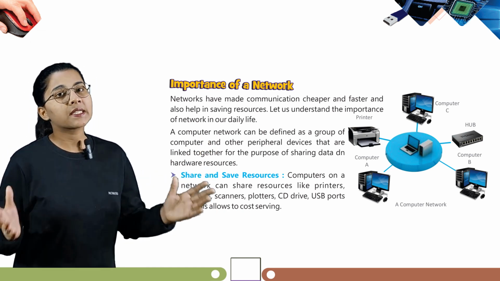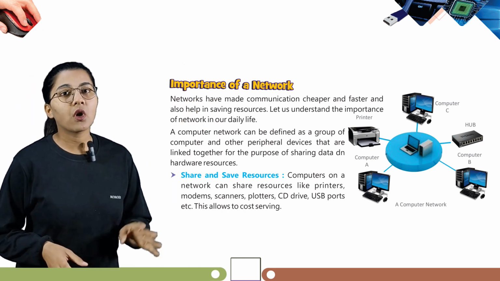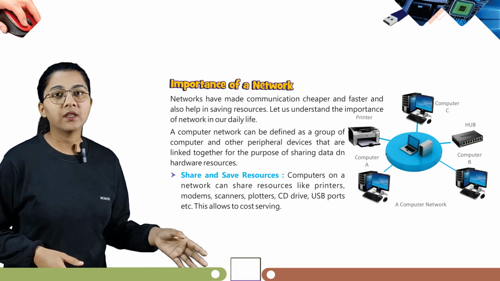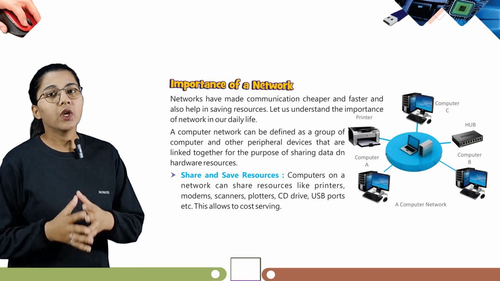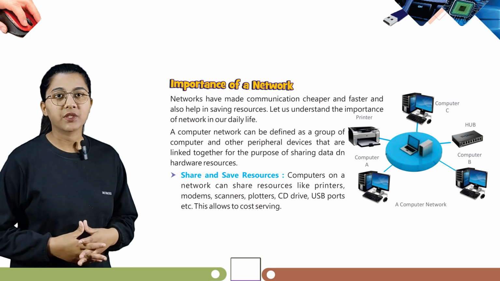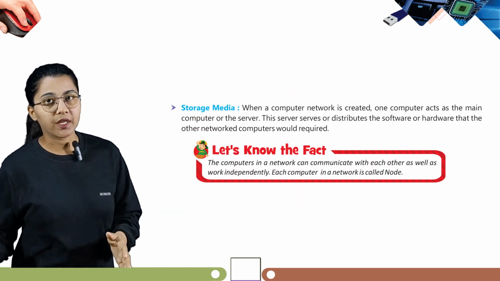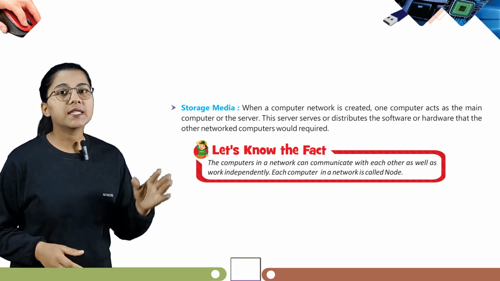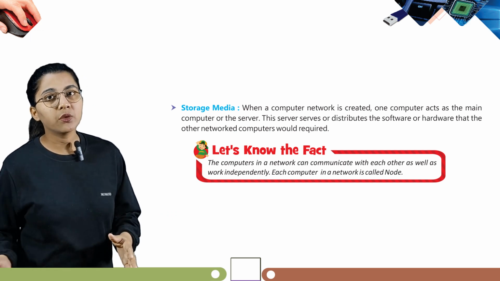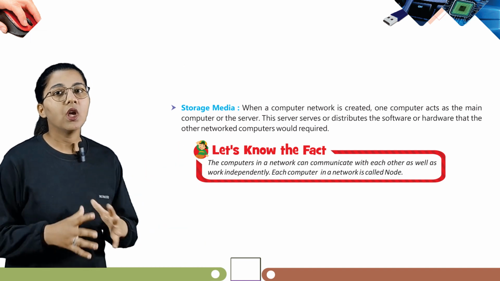Now students, let's learn about share and save resources. Computers on a network can share resources like printers, modems, scanners, plotters, CD drive, USB ports, etc. This allows cost saving. Next we have storage media. When a computer network is created, one computer acts as the main computer or the server. This server serves or distributes the software or hardware that the other networked computers would require.